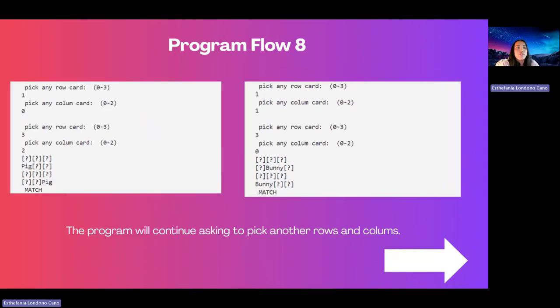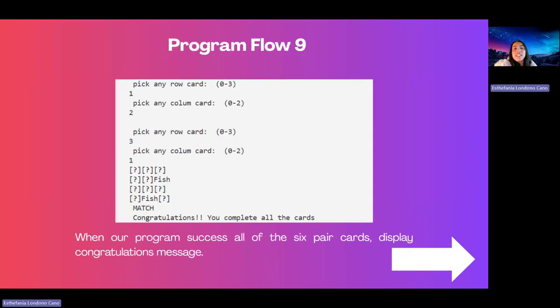The same thing is going to ask our program. We can see the first card was 1 and 0, and the second card was 3 and 2. That means we can pick, that's our fourth match. And in the right picture, for the first card, we pick 1 and 1. For the second card, we pick 3 and 0. So that means we find bunny. That's our fifth card. Right. And now we're finishing trying to find our sixth card.